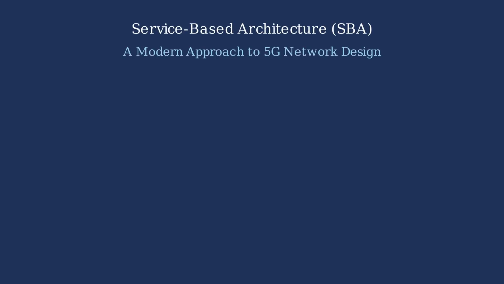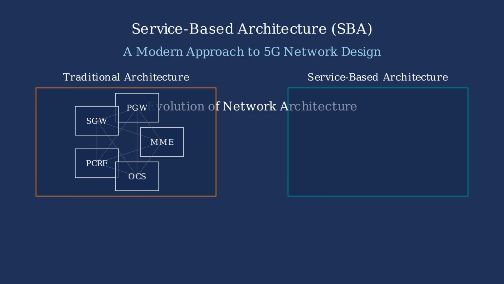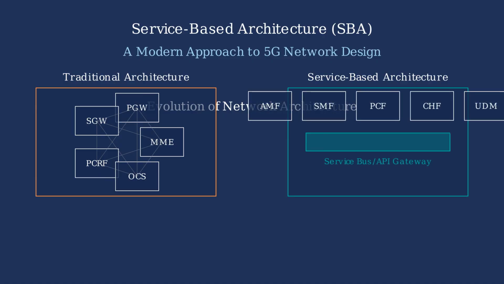5G brings a revolutionary approach to network architecture called service-based architecture, or SBA. Let's compare traditional network architecture with the new service-based architecture approach. In traditional architecture, network functions connect through point-to-point interfaces, creating a complex mesh of connections that's difficult to scale. In contrast, service-based architecture uses a common service bus with standardized APIs. Network functions can easily communicate with each other through this central interface.